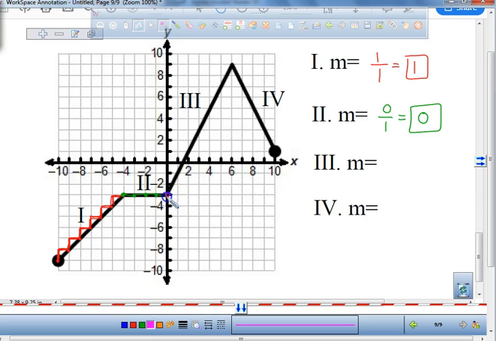Changing colors. We've got a point right here, right here, and right here. Got here and here. How much do I have to go up? How much over? Up. Over. Up. Up.